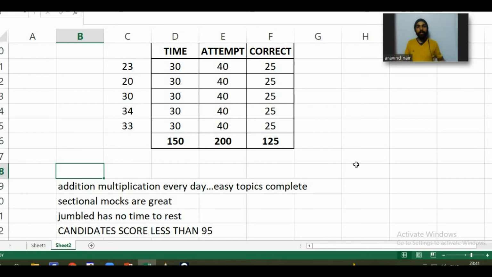Additional multiplication every day. Okay. Like I said, complete the easy topics, the coding, all these things you should complete. Do some level of simple examples, simple random 3-digit addition, some random 3-digit into 1-digit multiplication, like 345 into 4, 786 into 5 or 7 or something like that. Just do 10 examples or 20 examples every day.